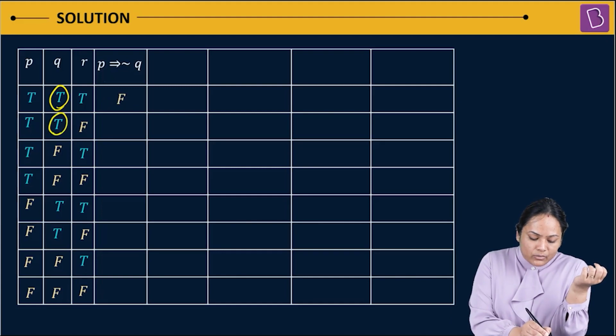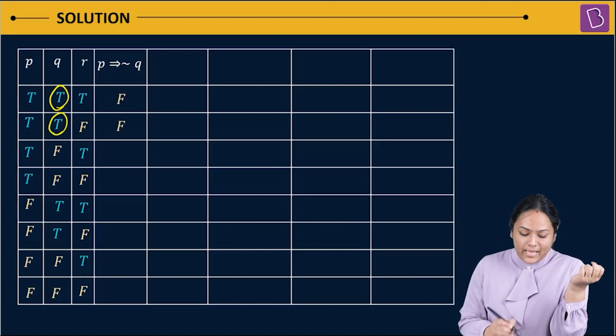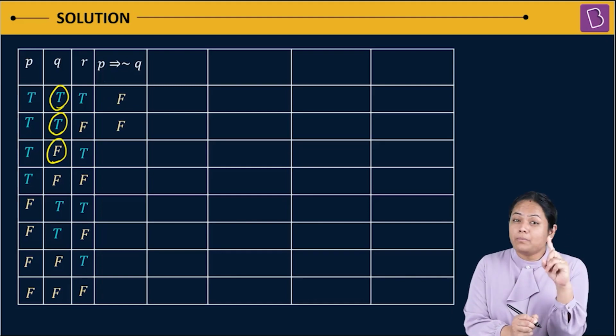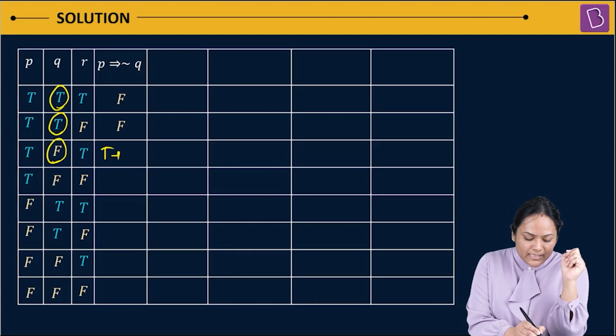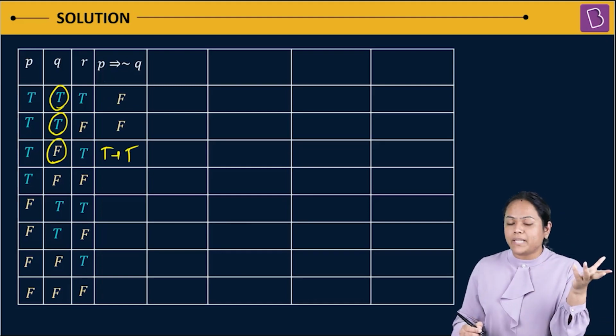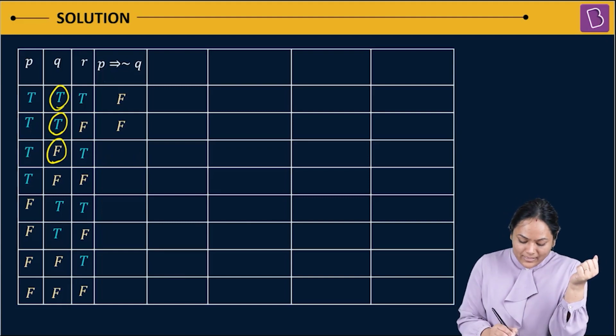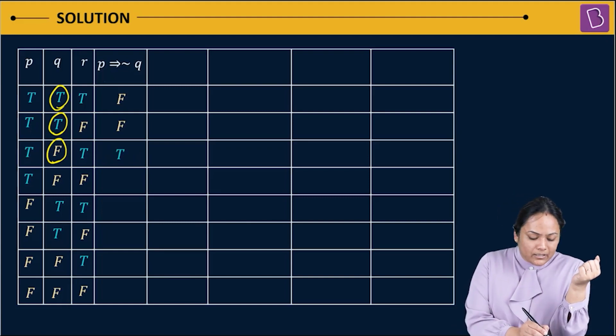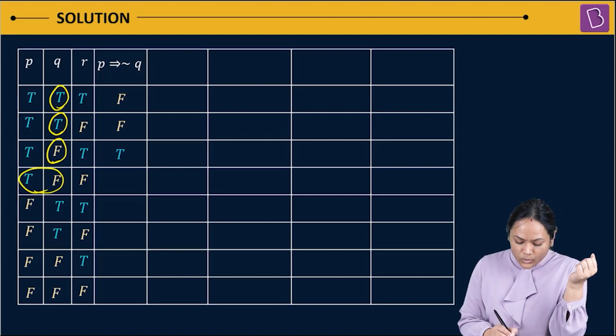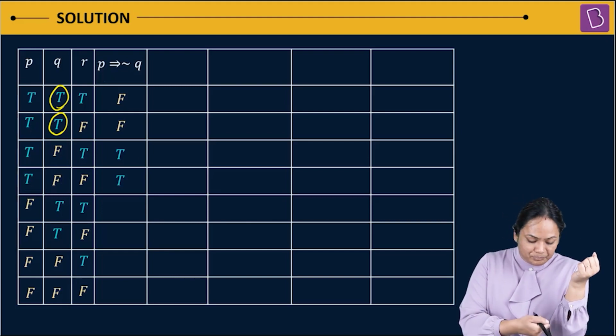Again, the same scenario is going to repeat. That is F. In the third one, when my Q is F, it's going to give me T implies T. And what is T implies T? Well, that value is T, right? In the fourth one, again, the scenario will be same. I'm going to get T.